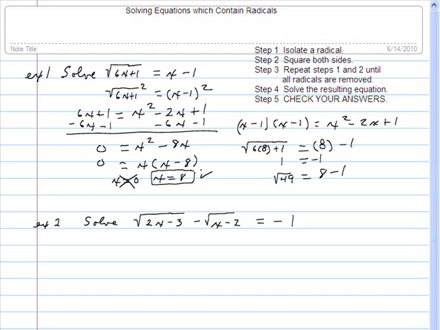Okay, let's try the second one now. Notice in example 2, no square roots are isolated. So the first thing I'm going to do is isolate a square root. And I'll do that by moving the square root of x minus 2 to the other side.